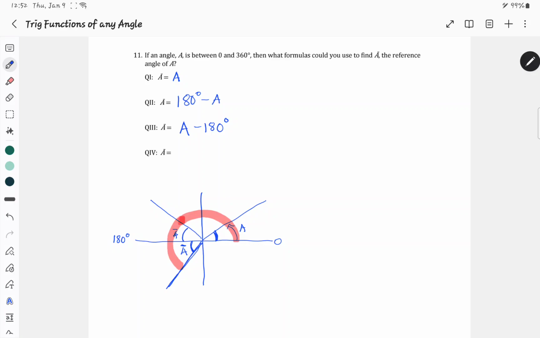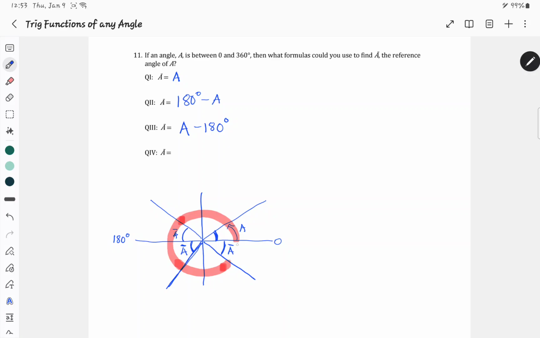All right, last one, quadrant 4. We're going to keep going, around quadrant 3 into quadrant 4. The terminal side will be somewhere over here, let's say somewhere right there, extend that a little bit. And our reference angle will be right there in between the x-axis and that terminal side. So this is now our A bar.